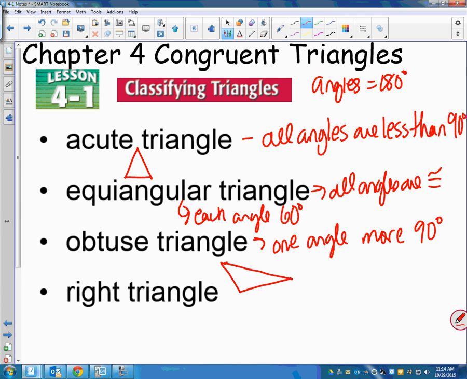Right triangle. It has one right angle. 1 right angle. Kind of the same thing with the obtuse one. You can't have more than 1 right angle because it would already be 180, right? So it has 1 right angle, which means 1 angle that equals 90. Probably maybe the most famous triangle.